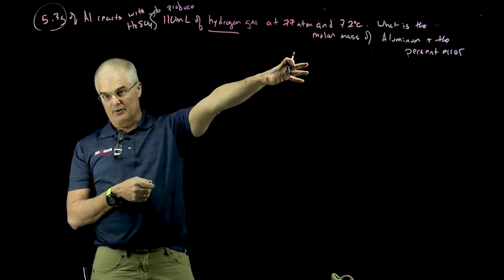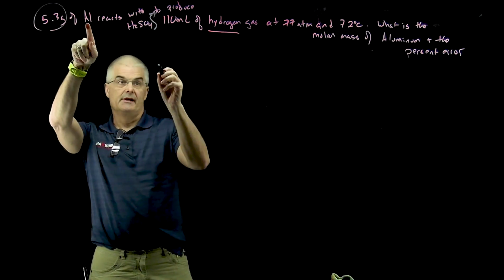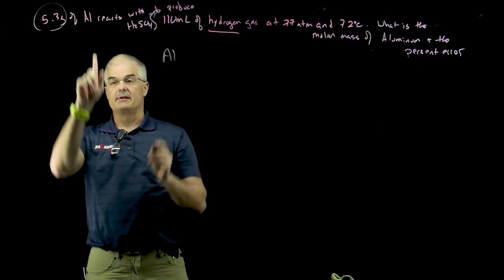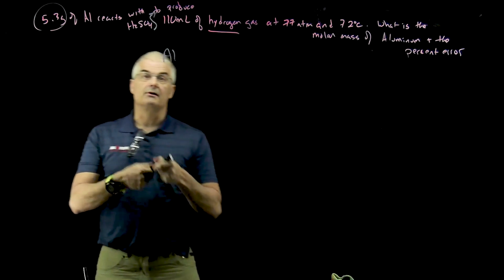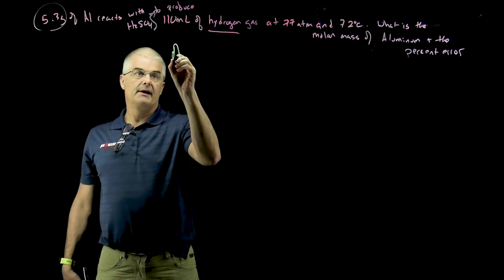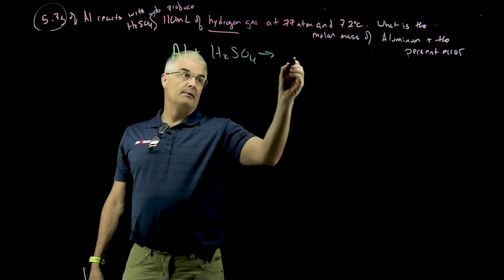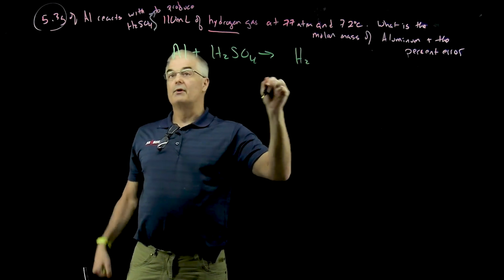Now, here we have to always start with a balanced equation. So we are going to take aluminum, that's Al. So make sure you're copying this down, guys. We're going to take aluminum, and we're going to react it with sulfuric acid. So it'll be Al plus H2SO4. And that's going to make, we know, hydrogen gas. We have to figure out what the other thing is.